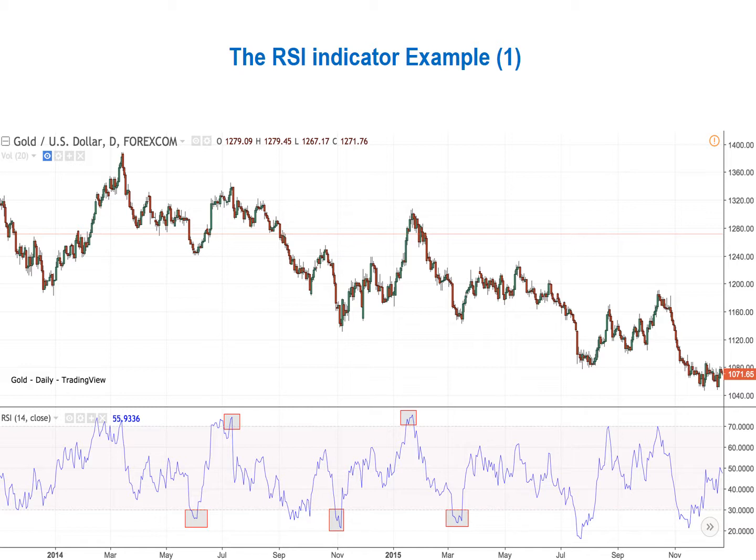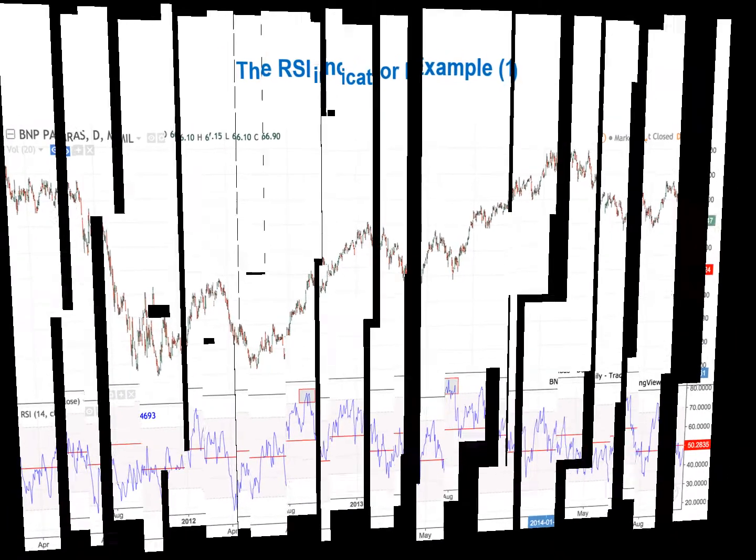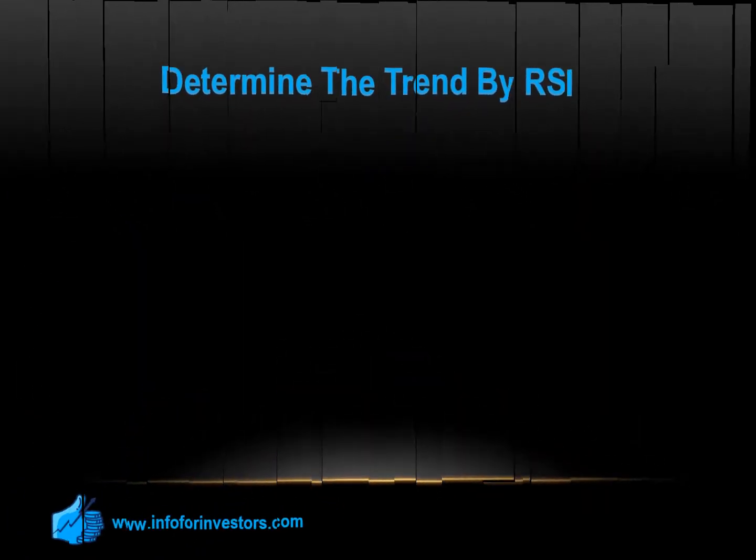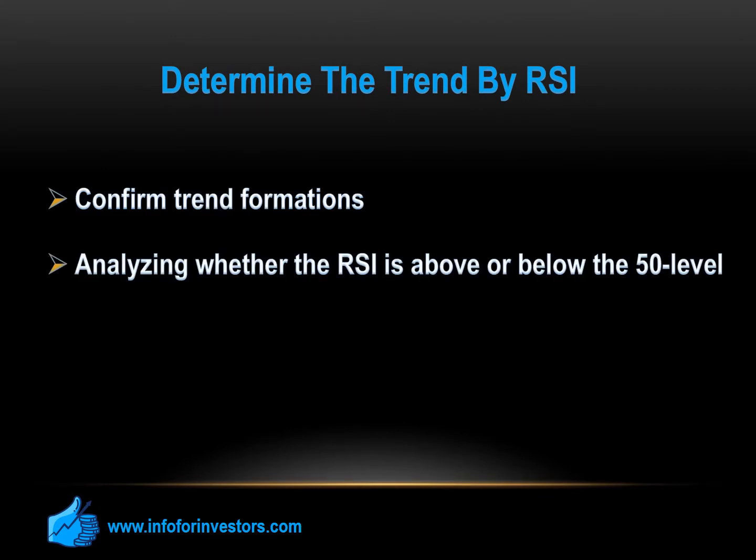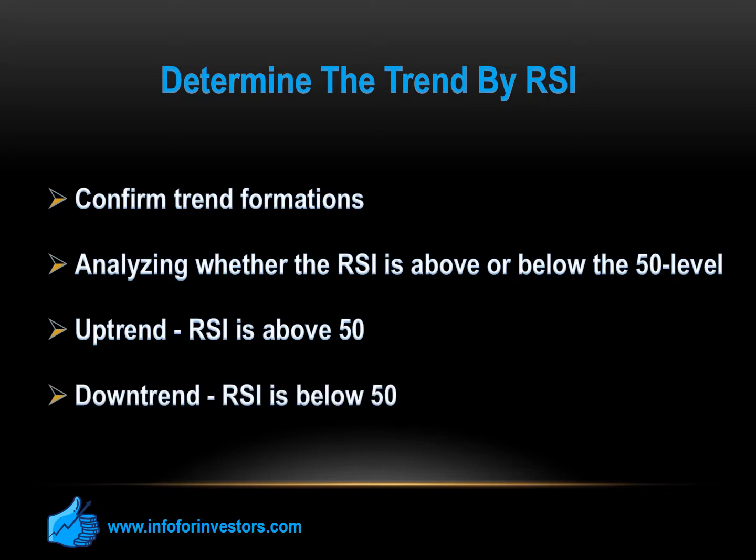You can use the indicator to confirm trend formations by analyzing whether the RSI is above or below the 50 level. If you think that a possible uptrend is happening, make sure that the RSI is above 50. In the case of a possible downtrend, look for an RSI below 50. On the chart below, you can see two examples where the RSI was used to confirm the formation of a downtrend, red circle, and an uptrend, green circle.